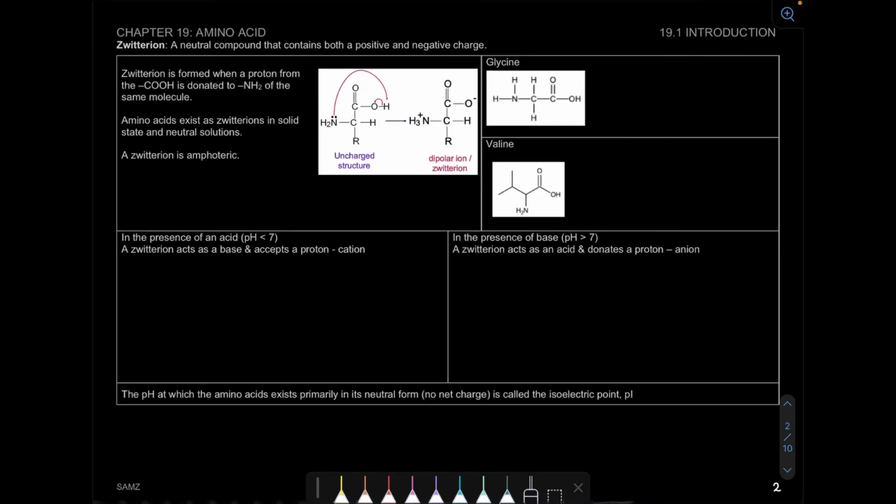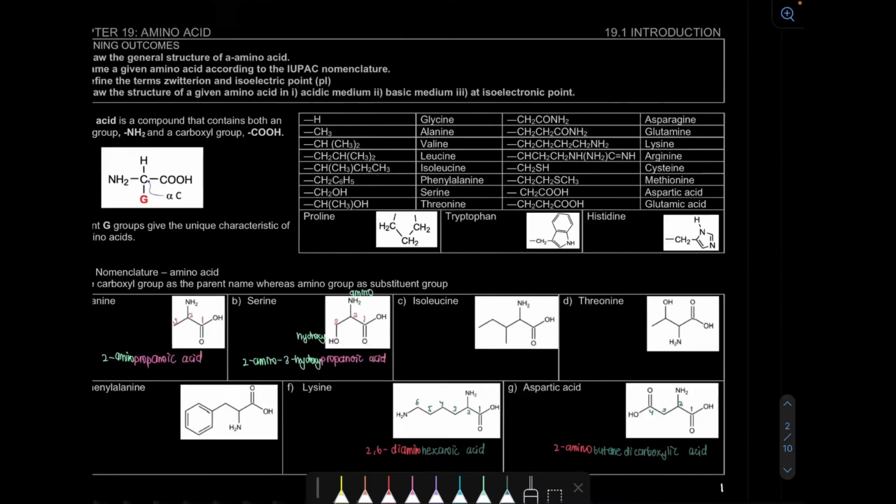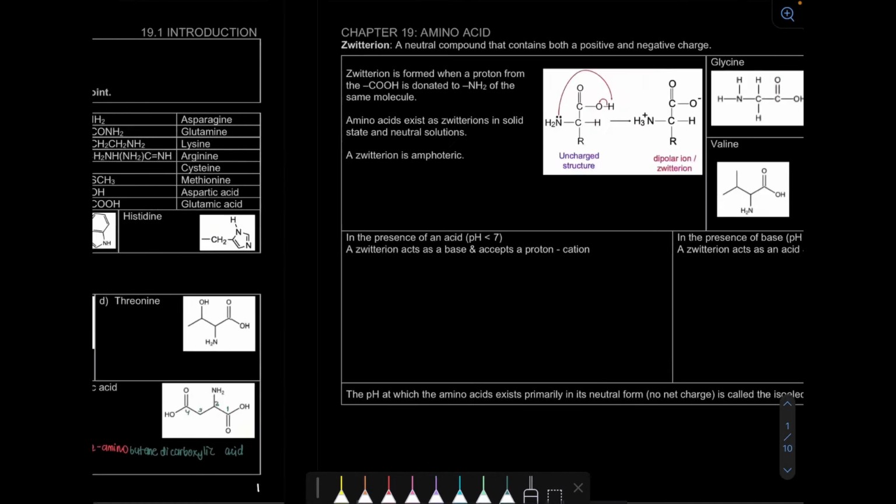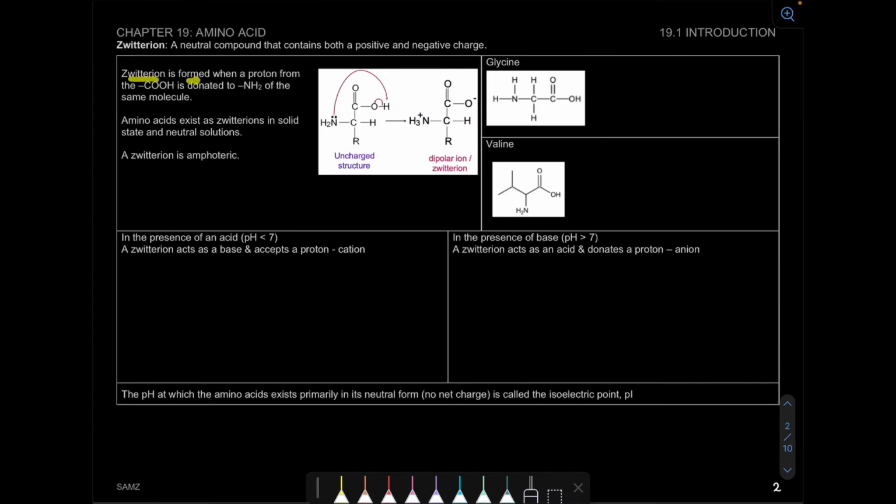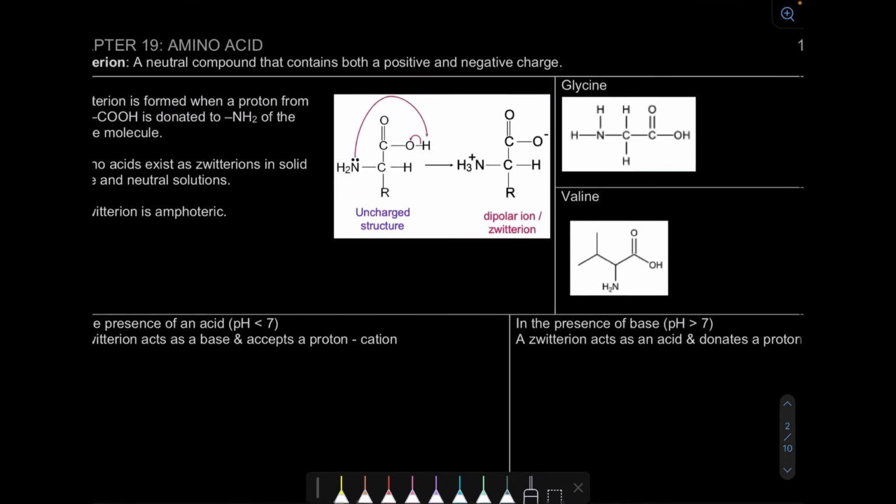Now we're going to look at the case of Zwitterion. A Zwitterion is a neutral compound that contains both positive and negative charge. As we can see, the carboxylic acid and amino are neutral, with no charge, but actually it is a Zwitterion, and it is formed when the proton from the COOH is donated to the nitrogen.